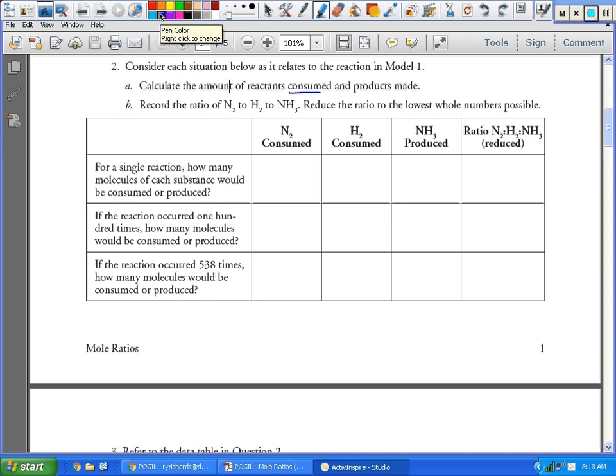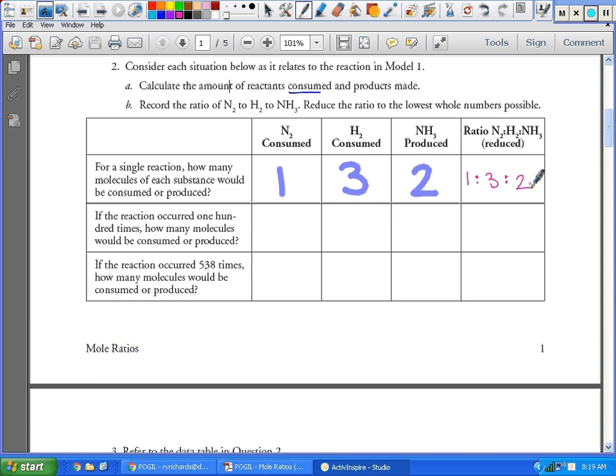Yeah, okay, that's right. So there would be one of these, three of these, and two of those. Do you agree with that? Where did all those numbers come from? The coefficients. And so then it says reduce it into this ratio. So we're going to put a 1 to 3 to 2 ratio. You know those colons between numbers mean ratios, right?